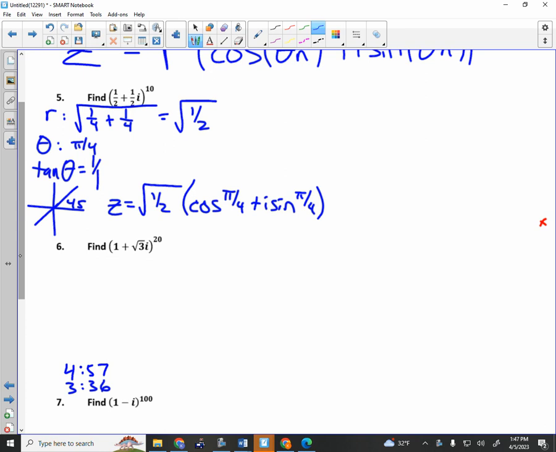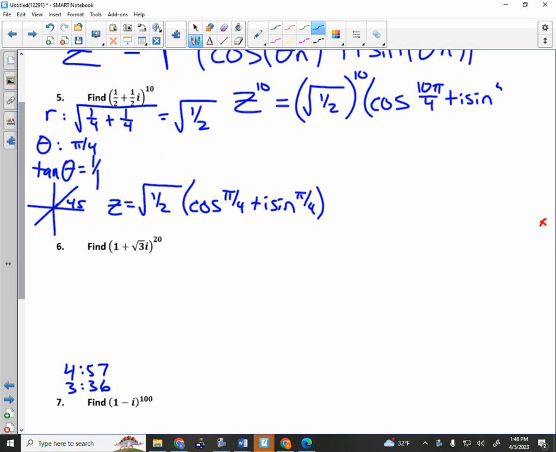Now, the next step is to actually take that and do what with it? Take it to the 10th power, which sounds absurd, but we're going to do it because we're crazy people. Root of 1/2 raised to the 10th power times the cosine of, what do I do to my angle? Times it by 10. What do you get when you multiply that by 10? 5 pi over 2. Yep, you guys are jumping ahead on it. Good. 10 pi over 4. And you said, I want to reduce the 10 pi over 4 to 5 pi over 2. Excellent.